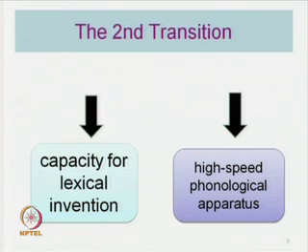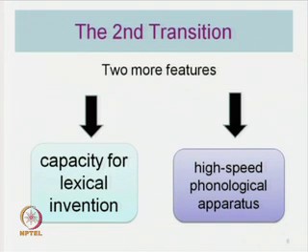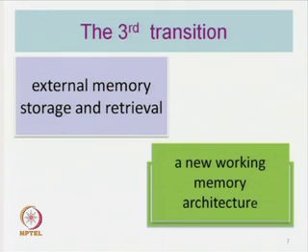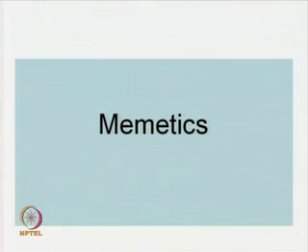So, this is the second transition, which gave us a capacity for lexical invention and a high speed phonological apparatus, and these were the 2 new features. And the third transition we call the external memory storage and retrieval system and a new working memory architecture.